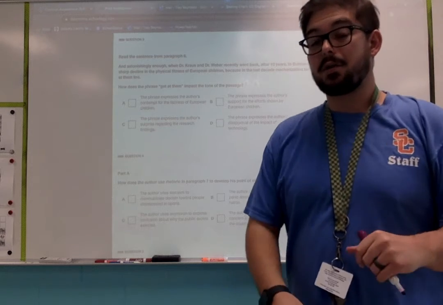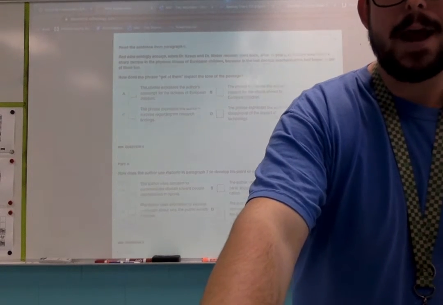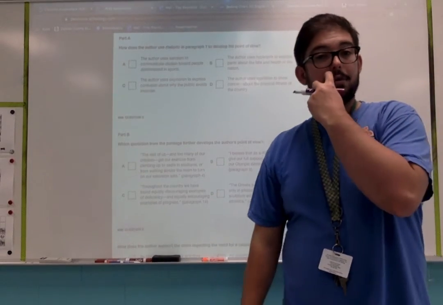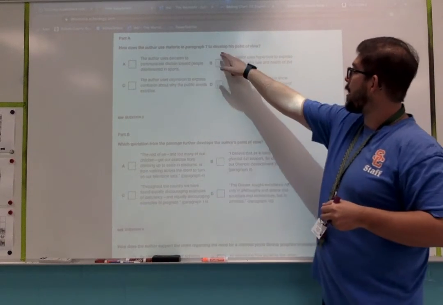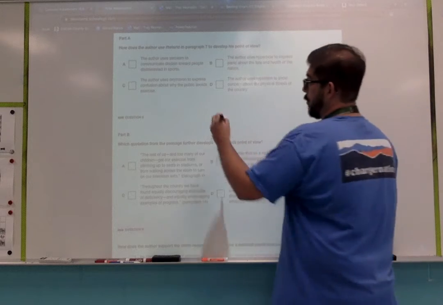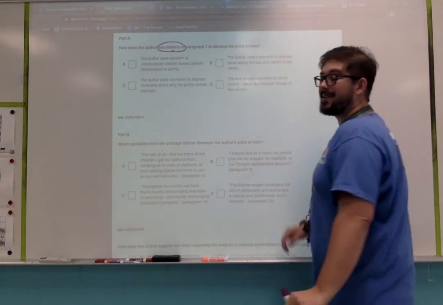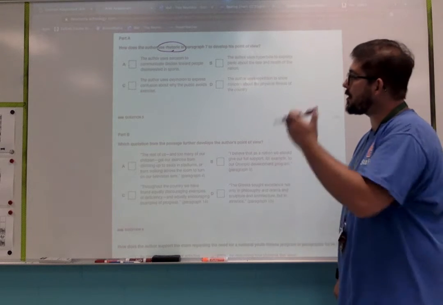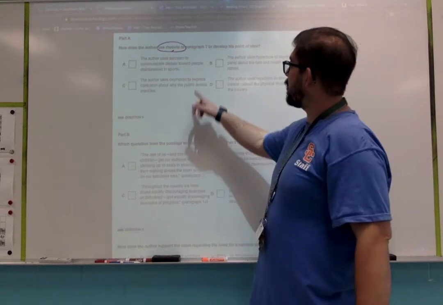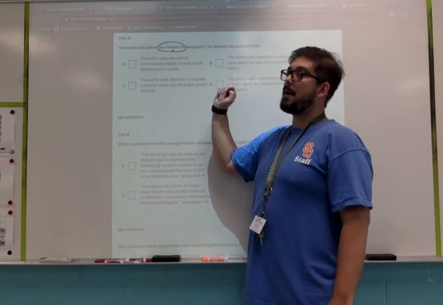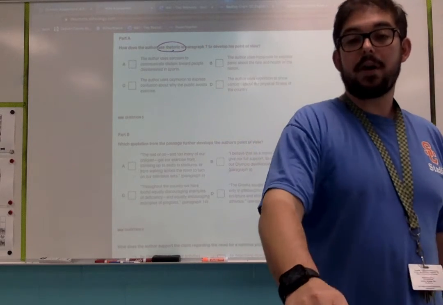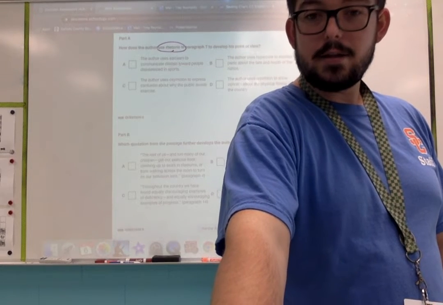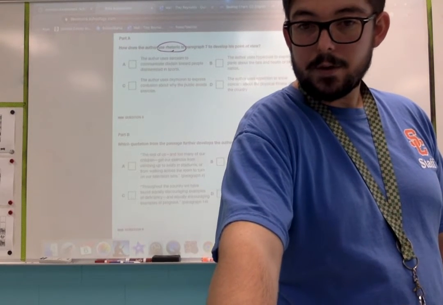We're going to go ahead and continue here to our last two questions, and they are Part A, Part B questions. Question 4, Part A: how does the author use rhetoric in paragraph 7 to develop his point of view? We've talked about rhetoric, what that is, how to use it, why we use it, things like that. So let's look at our different forms of rhetoric in paragraph 7. We'll need to go back and reread paragraph 7 briefly. Paragraph 7 is very short and very easy to read. It says, there it is.